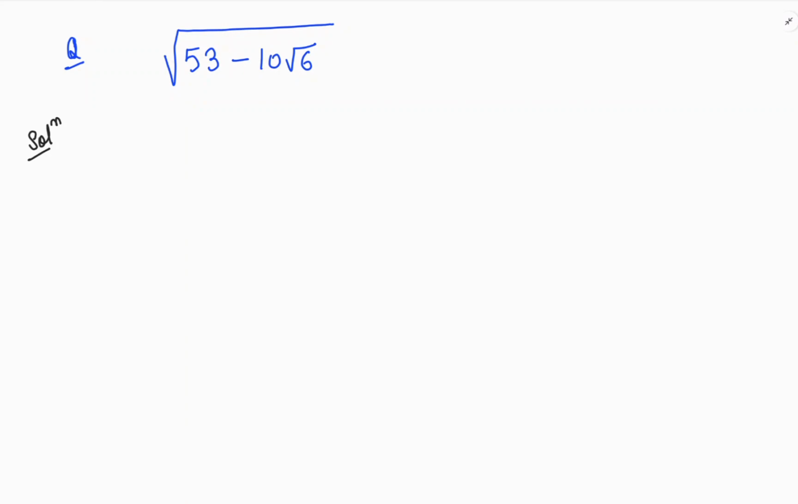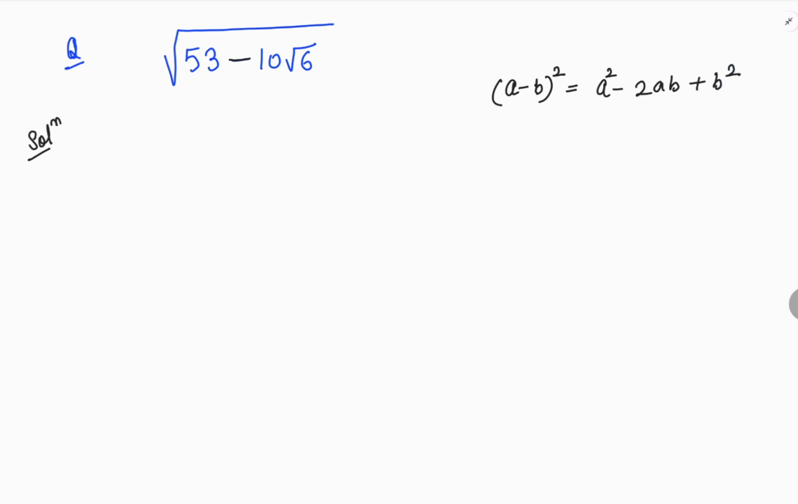I am Upasana Taneja. So in today's video we have this question where we need to find out the value of this thing, under root 53 minus 10 under root 6. Okay, so whenever you see square roots, always try to make it in form of a square. And since we have a negative here, that means we need to apply this, how can we make it a minus b square, that is a square minus 2ab plus b square.